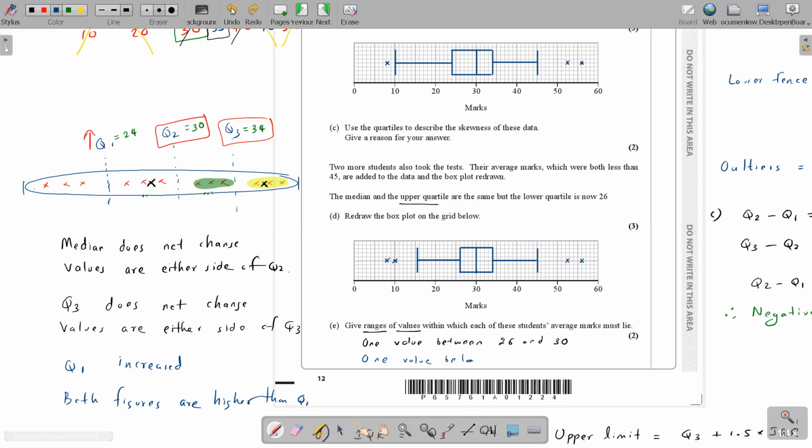So the other value, one value between how much? 34 and 34. Okay, so this is the range of X values. So this is how your data values should fall, children.